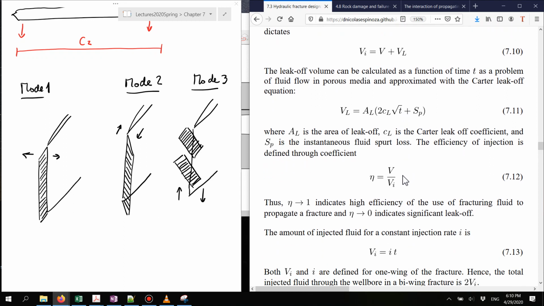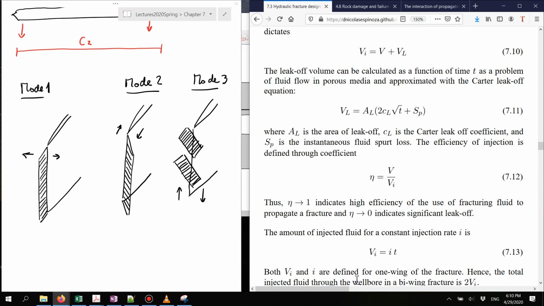And we can also quantify that amount of leak-off with this efficiency parameter eta that characterizes the volume that stays in the fracture compared to the total volume that we injected. In general, if we want a fracture to go long and to have a high efficiency in filling the fracture, we would attempt to have this parameter go close to 1. Because if this parameter goes to 0, that means that all the fluid that we inject is going into the formation pore space rather than into the fracture.